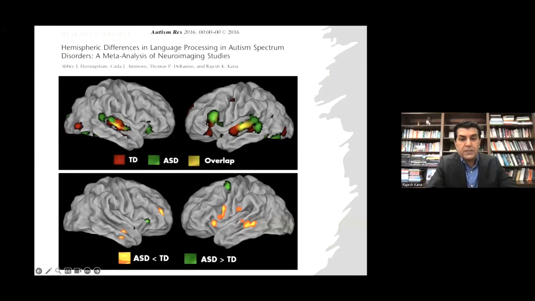You can see the Broca's area and Wernicke's area activation there, and the pattern of activity is very much overlapping in both cases. But in the bottom figure, when you statistically compare these two groups, you can see some differences, more or less activity in autism, which are these reddish orange areas you can see at the bottom in the left hemisphere language areas compared to the control participants.